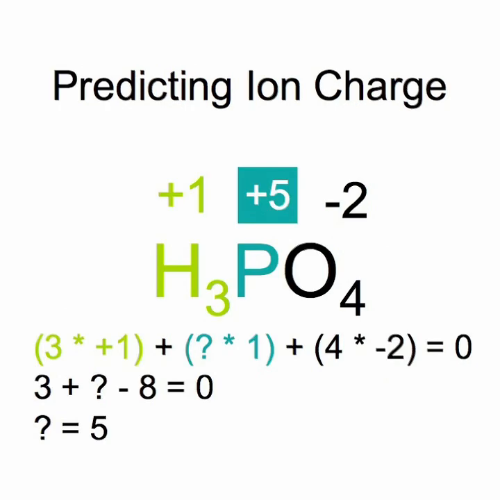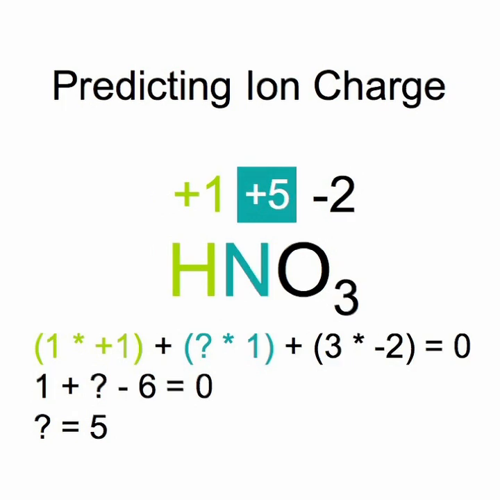Now let's apply this to a formula. Phosphoric acid, H3PO4. We know that each hydrogen ion in phosphoric acid has a +1 charge. Each oxide ion has a -2 charge. Therefore, for this to be a neutral molecule, the phosphorus would have to have a +5 oxidation number. In nitric acid, HNO3, the hydrogen has a +1 oxidation number. The oxygen, a -2 oxidation number. So therefore, for this to be a neutral molecule, nitrogen would have to be a +5 oxidation number.